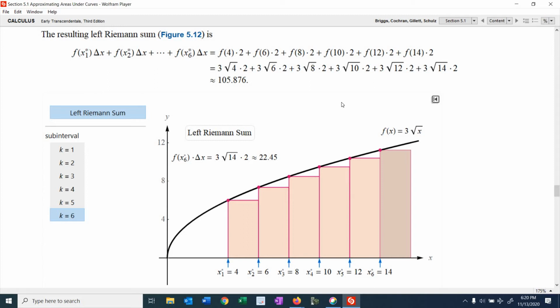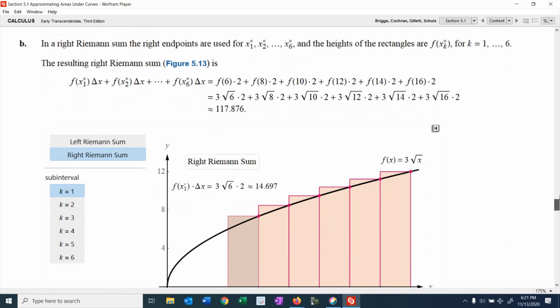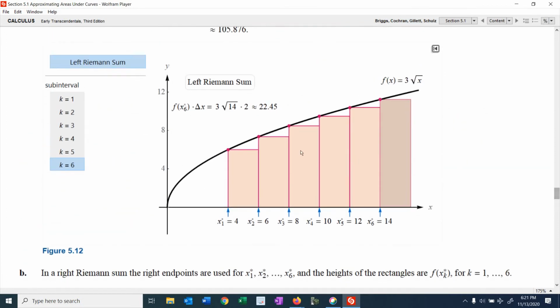Now remember, the left Riemann sum gives us an approximation for the area trapped underneath this curve, starting at x equals 4 and ending at x equals 16. So 105.876 is the approximate area trapped beneath this curve. Notice that this would be an underestimation, because the rectangles' areas here would be less than the actual area. We're missing the little white area here, and that's your error.